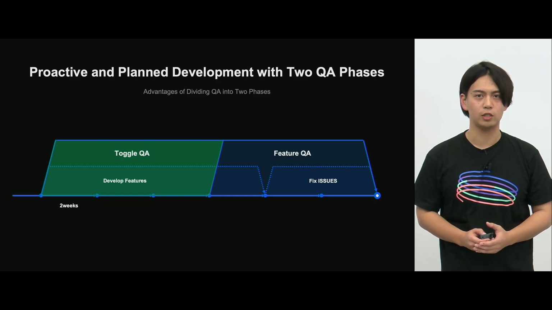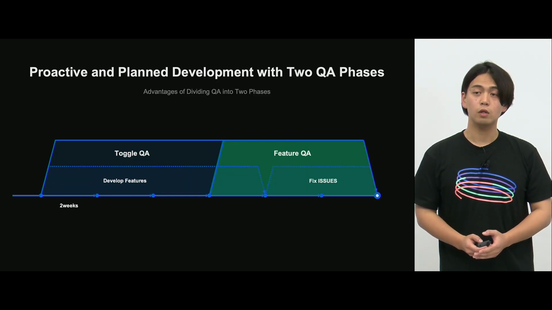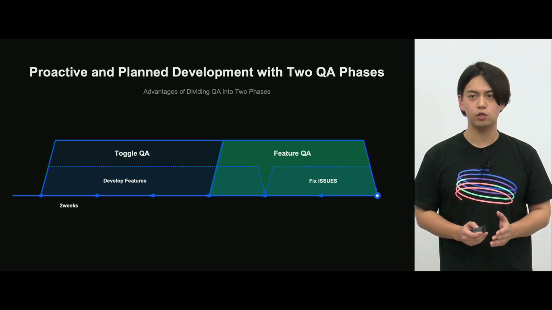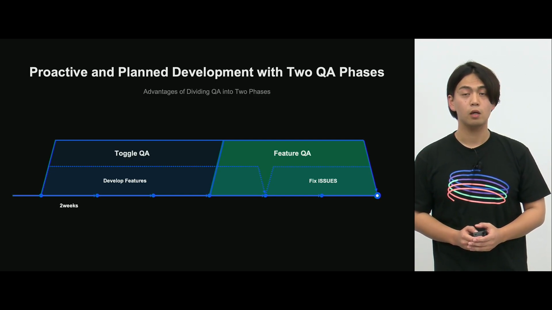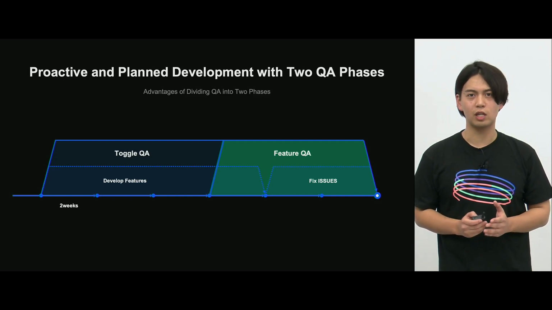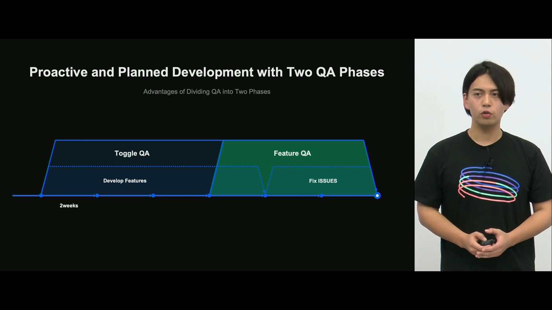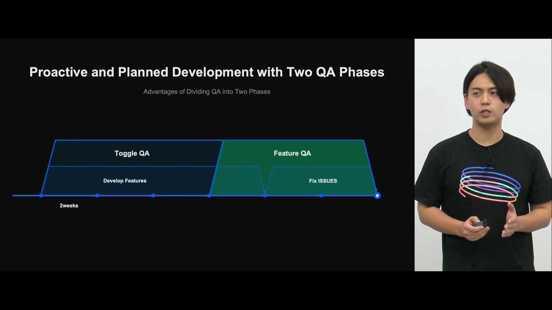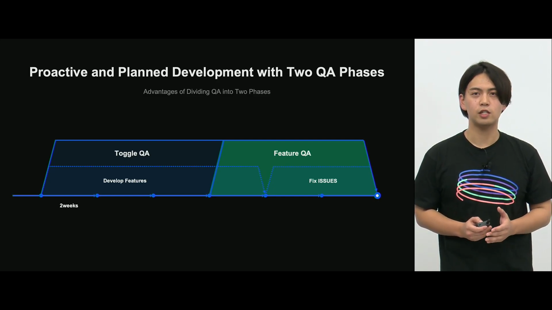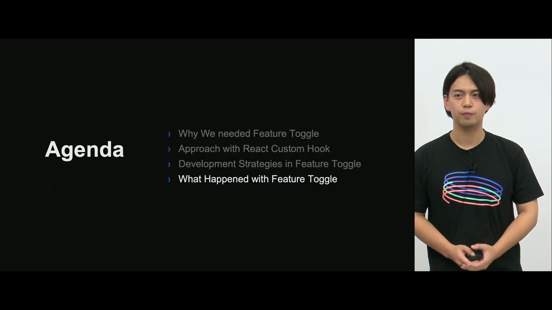The reason why we are able to adopt this strategy is that we use a feature toggle. This strategy allows us to decide to prioritize the implementation of features over fixing a feature that is not exposed to the users. Then in the second half of the development period, you can focus on the issues of the feature. This is because at this point, most of the feature development has already been completed. This is why we divided QA into two phases.